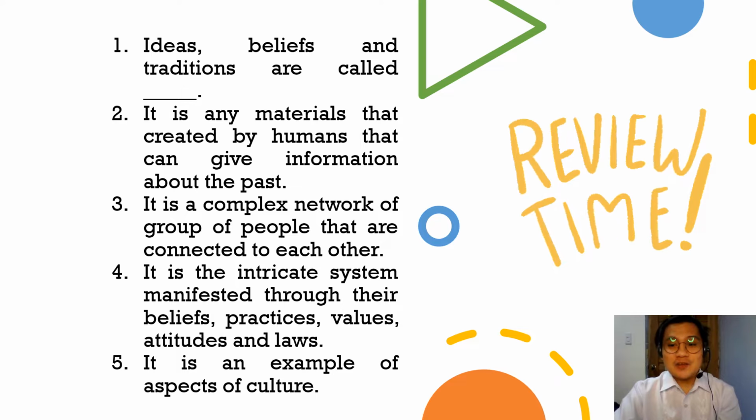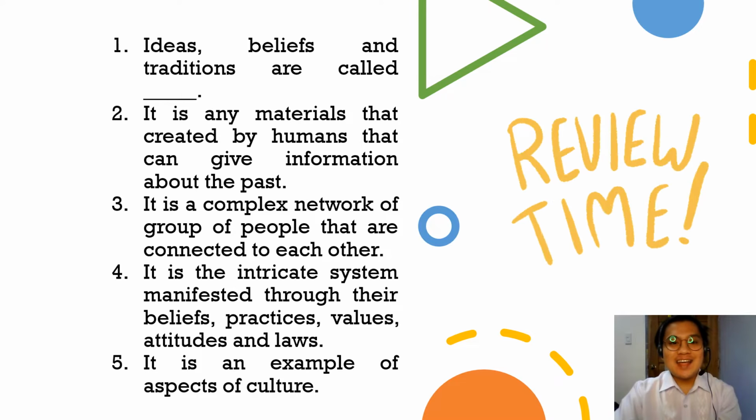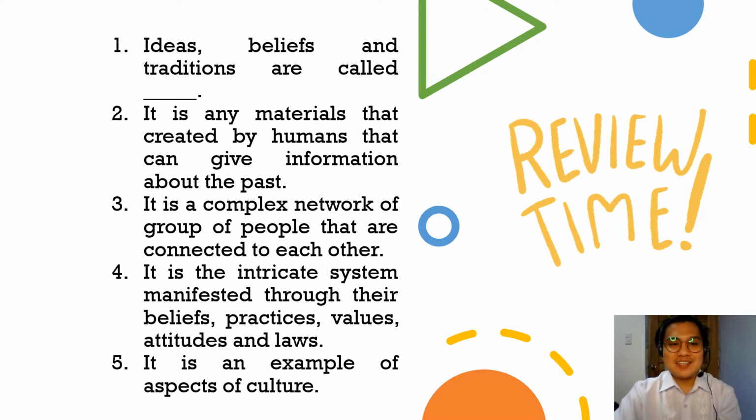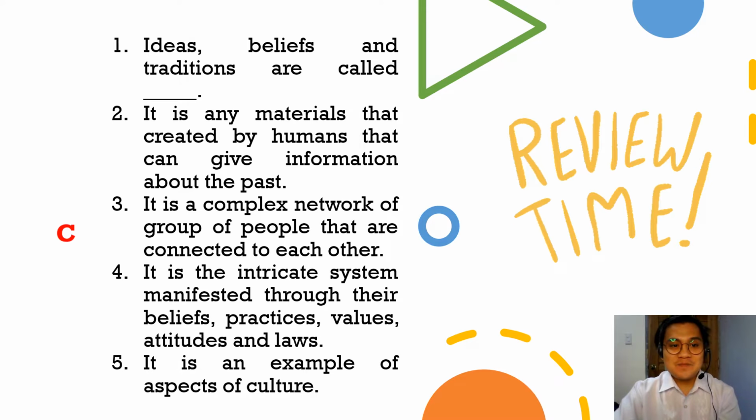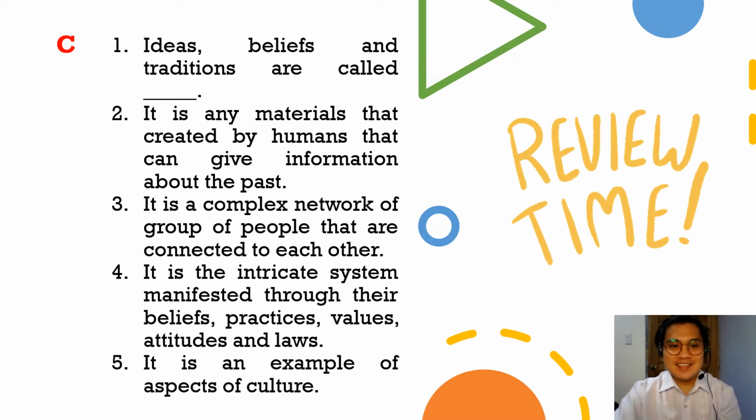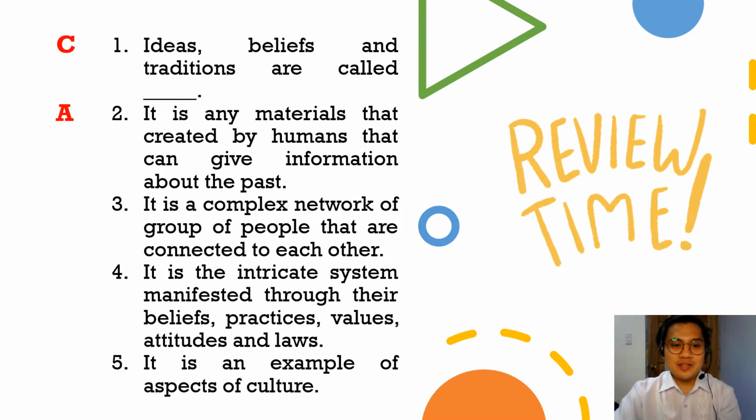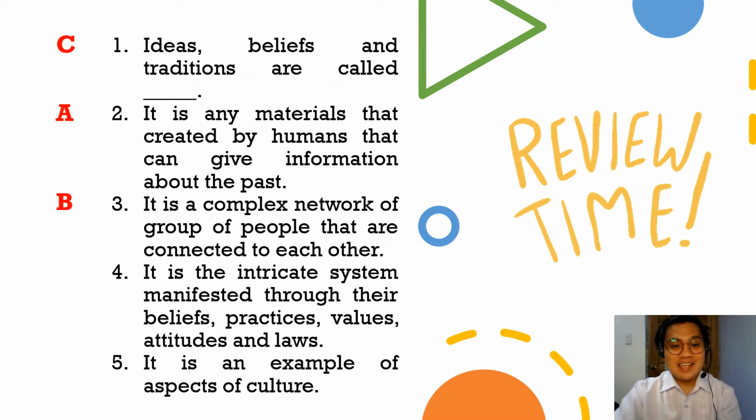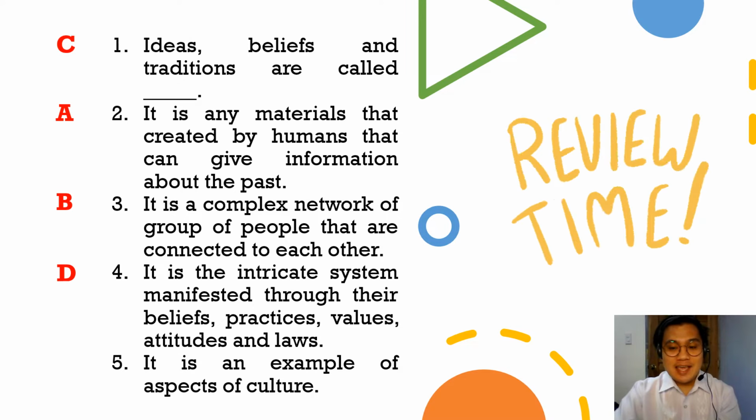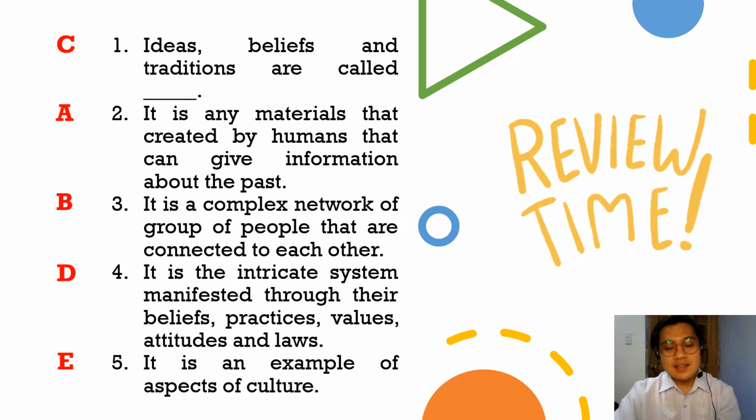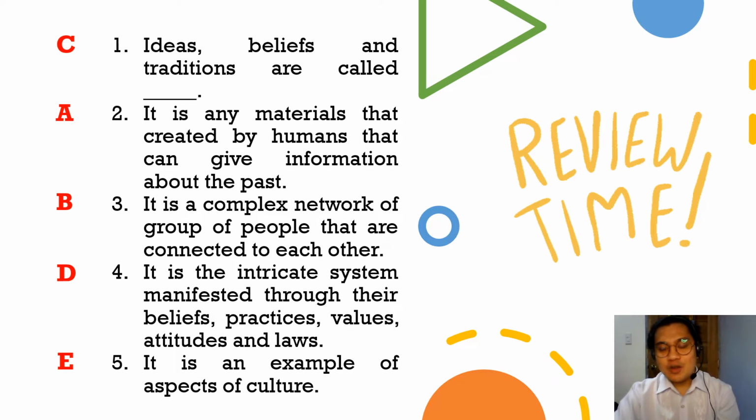Let's now check your answers in your study notebook. Prepare your ball pen for checking your answers. Ready? That's great. Let's start our checking. For number 1, the answer is letter C. That is correct. Number 2, letter A. Number 3, letter B. Number 4, letter D. And number 5, letter E. Count the correct answers and write your score on your study notebook.